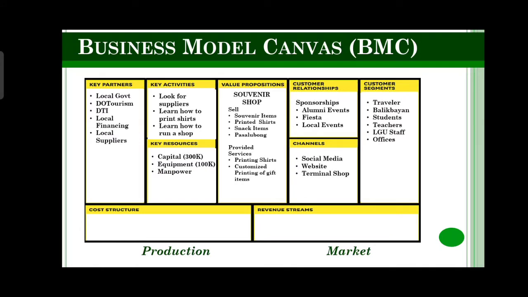So, there. And of course, revenue streams. You have to indicate your revenue streams. How much will you make? How much will you charge for your products and services? What are customers willing to pay for? Or how will customers pay? Or how much does each revenue stream contribute to your overall revenue?